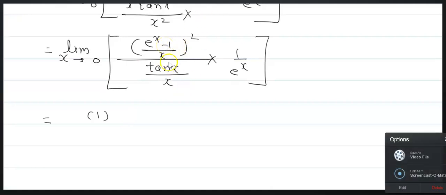Now the value of this limit is 1, and 1 squared is 1. Tan of x upon x is 1 as x tends to 0. And as x tends to 0, 1 upon e raised to 0, e raised to 0 is 1, which is 1 upon 1. That is 1 squared into 1 upon 1 into 1. Overall, the answer is 1.